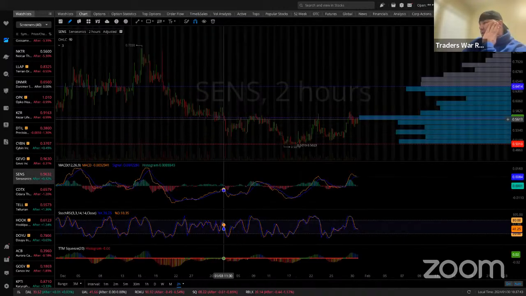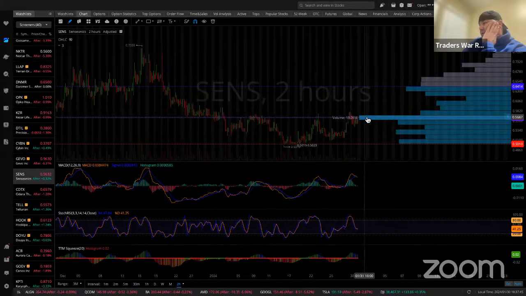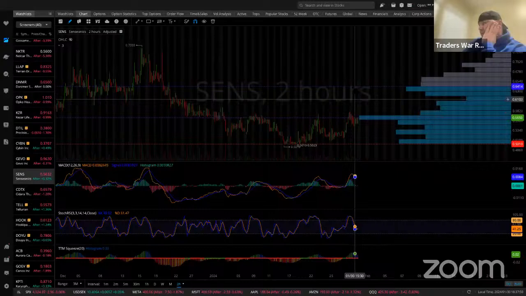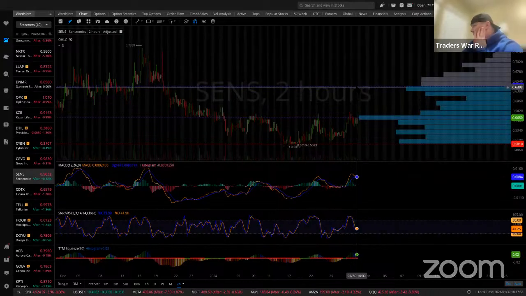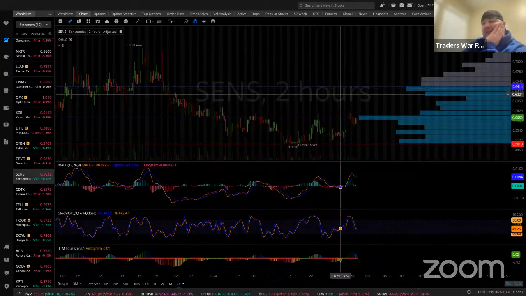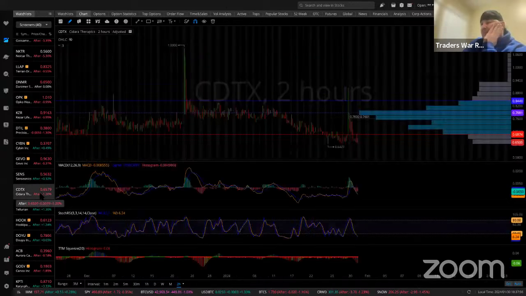SENS, you're starting to see this trend again. We're looking to break up here. If we break this area, we got a nice potential move from here to here, which could give us a decent little 10 to 15 cent move on that one. CDTX, eh.